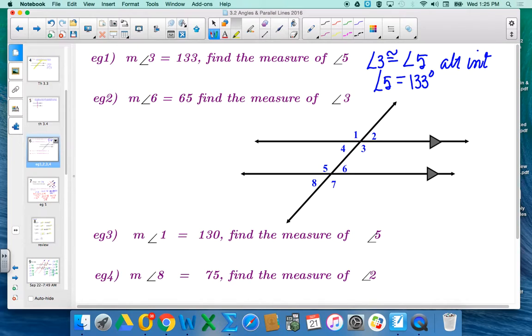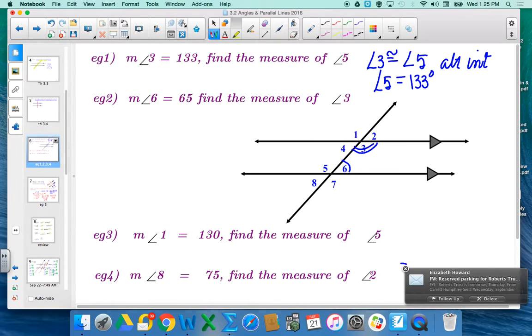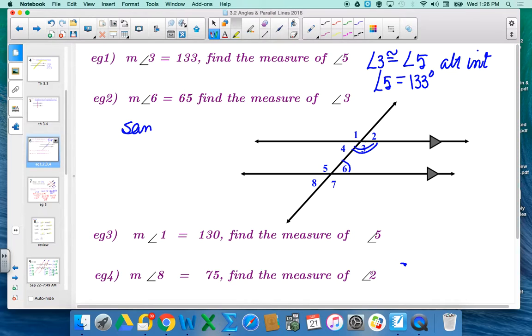The next question says the measure of angle 6 and 3. So 6 and 3. What kind of angles are those? Well, are they on opposite sides of the transversal? No. They're on the same side, so we're same-sided interior. Right. Which are also called consecutive interior.